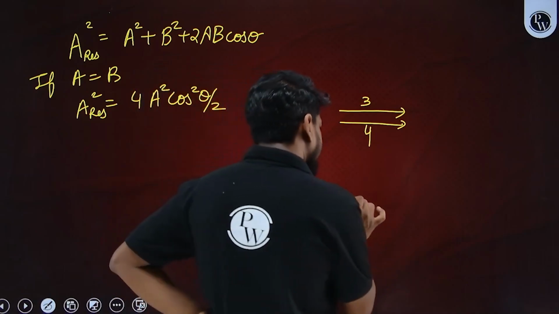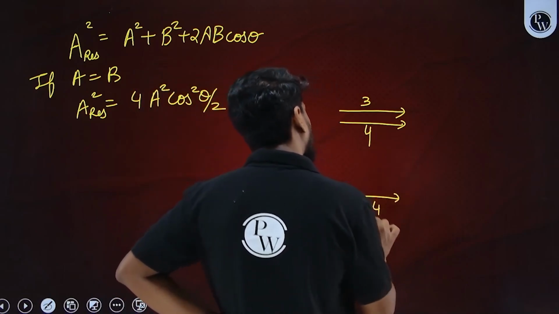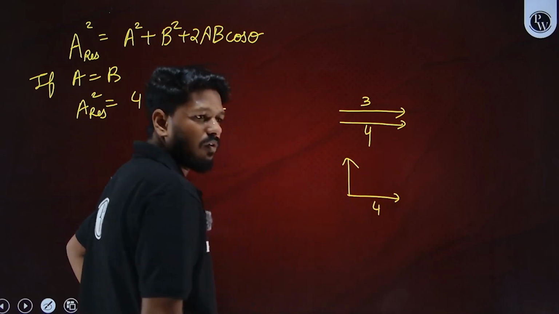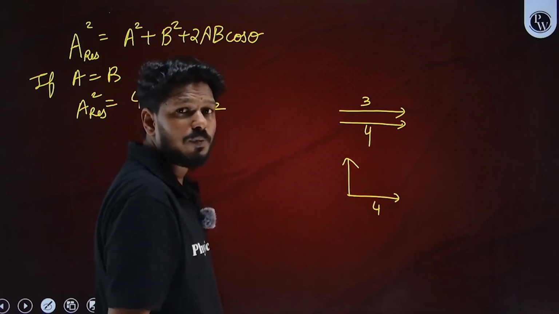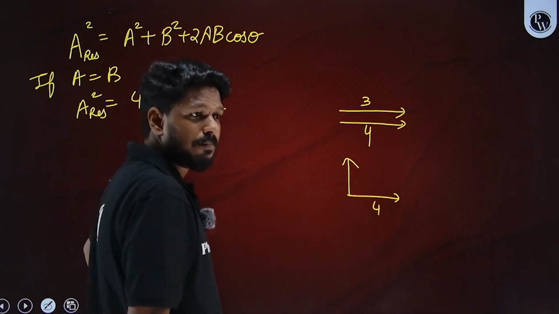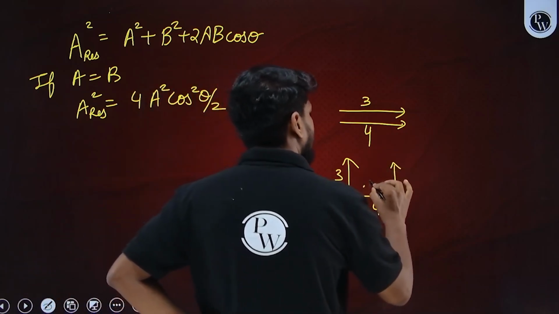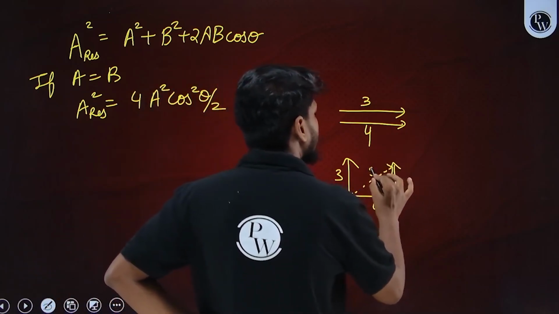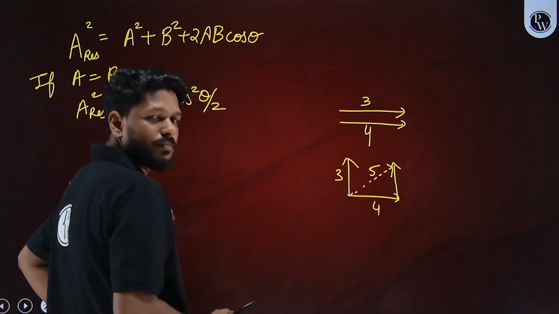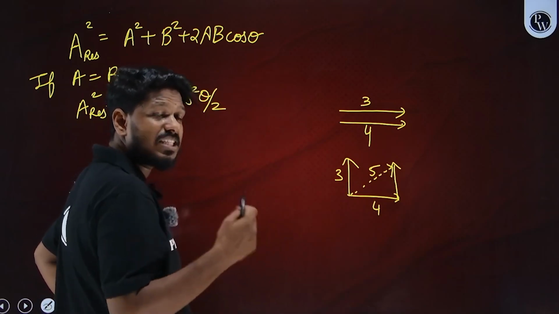What will happen if this is 4 and this is 3? What will be the resultant? So you have to use Pythagoras theorem. As per Pythagoras theorem, if this is 3, I can draw 3 here. So the resultant will be 5. Correct? So we are adding, but this is vector addition.